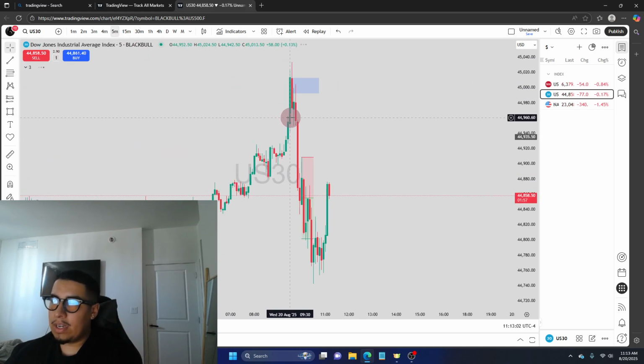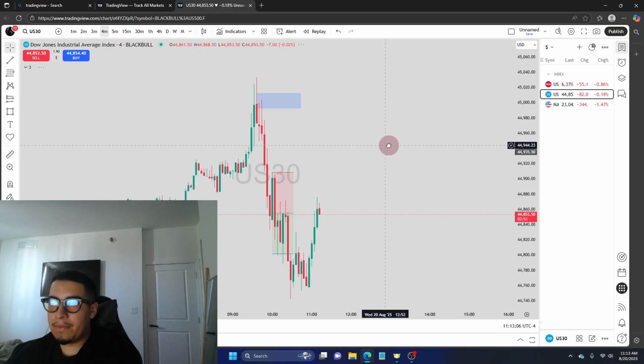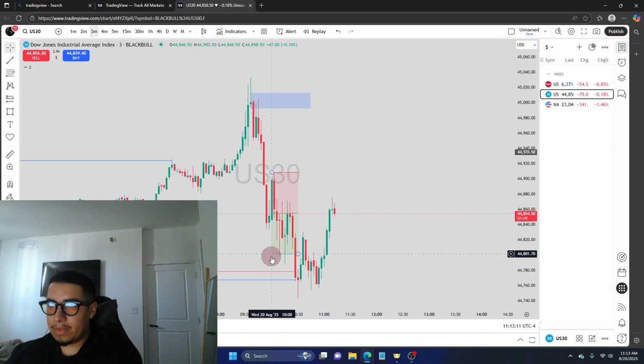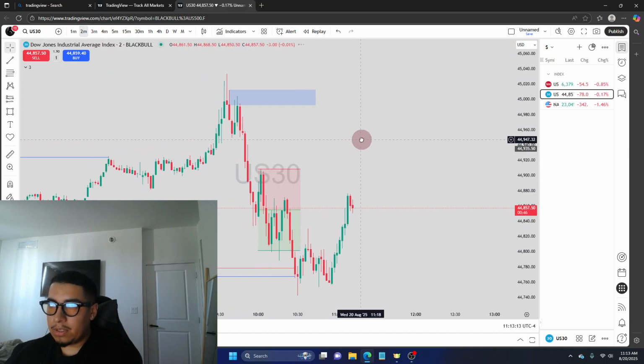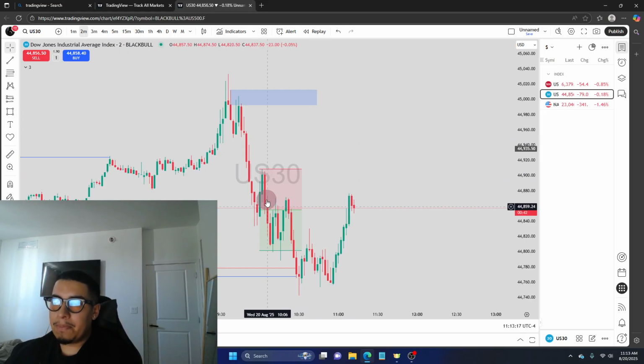So I'm going to go ahead and go to my M5. I don't see anything here. I'm going to drop down to my M4. I don't see anything here. I'm going to drop down to my M3. I don't see anything here. I'm going to drop down to my M2. And in the M2, I start seeing a little bit better structure.